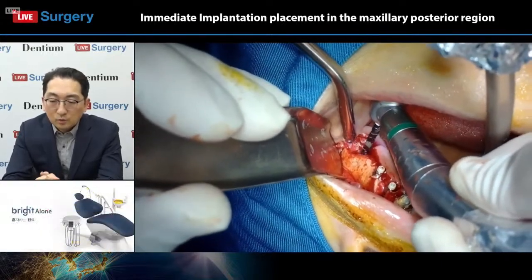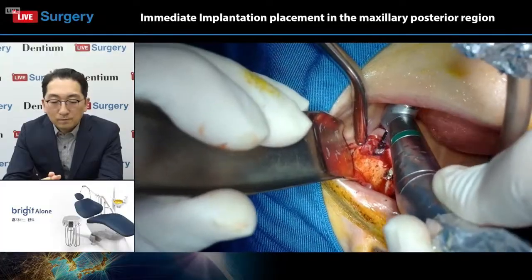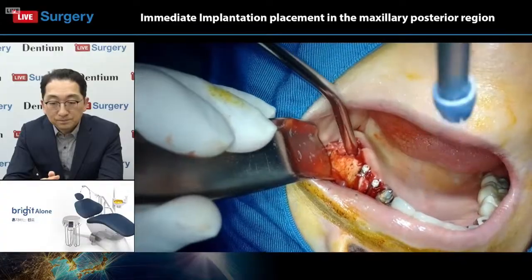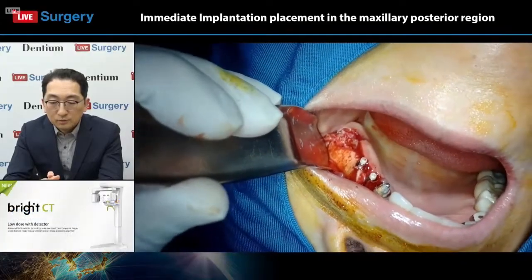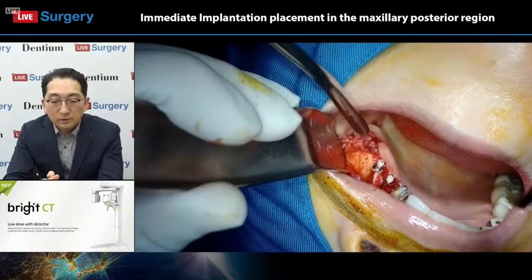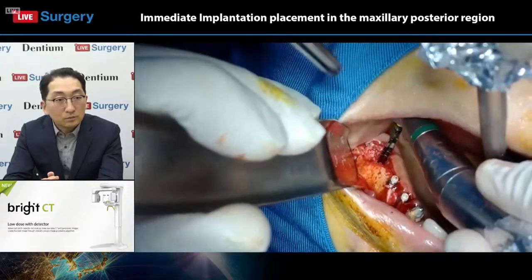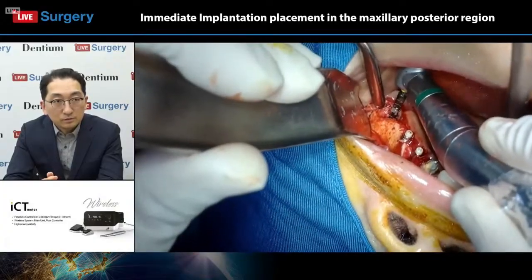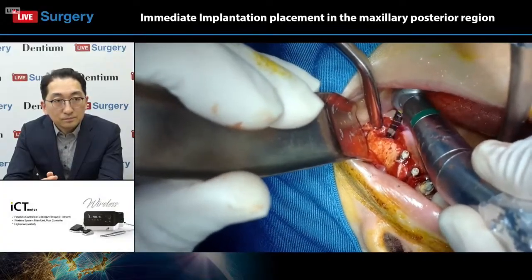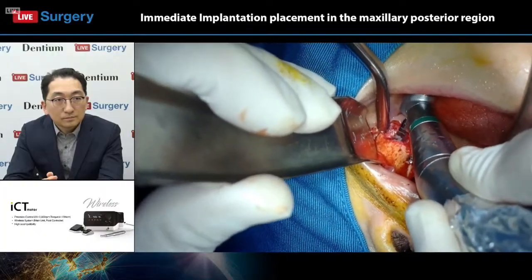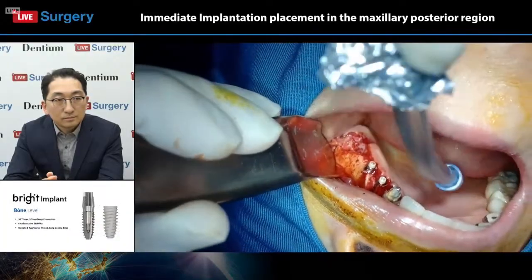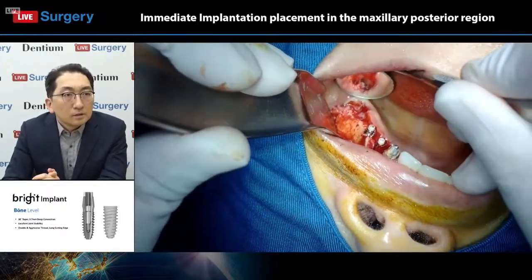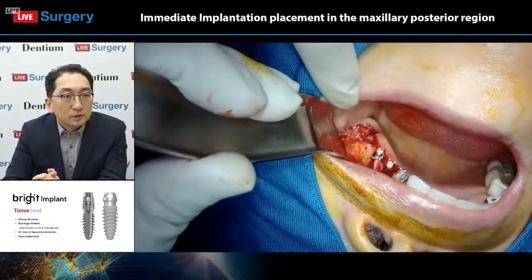Since the bone width was wide, a 4.0 millimeter fixture was used for 27. A thicker fixture could also be used, but I believe 4.0 millimeter is sufficient for the bright tissue level implant in the posterior region. Let's check the drilling site.